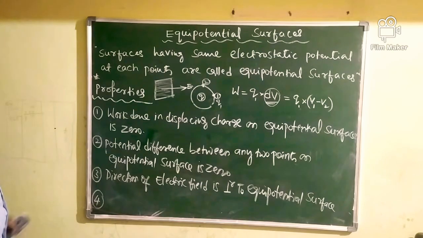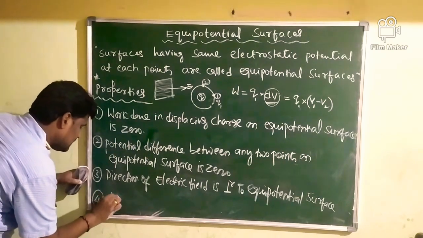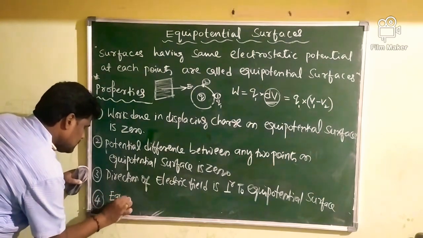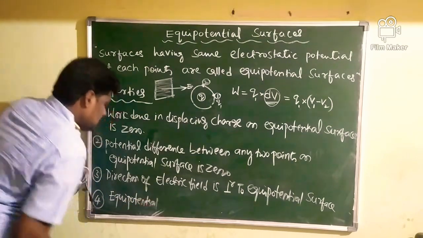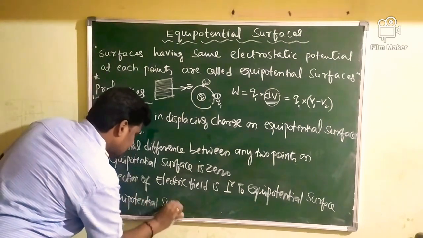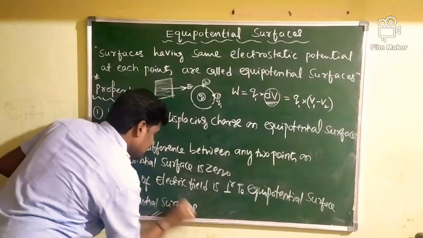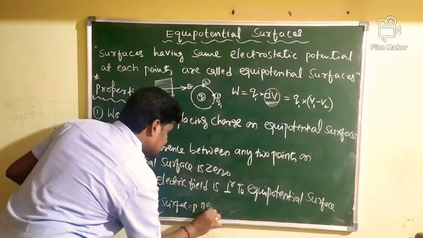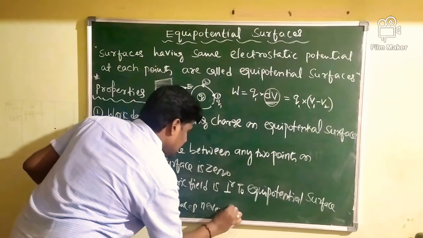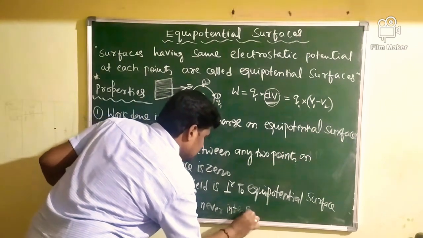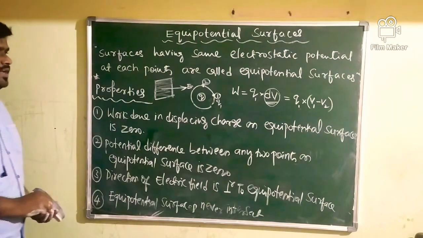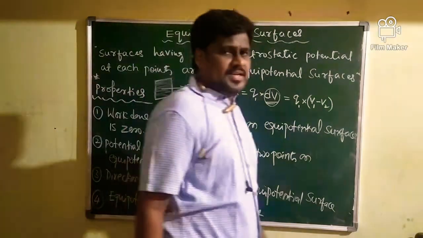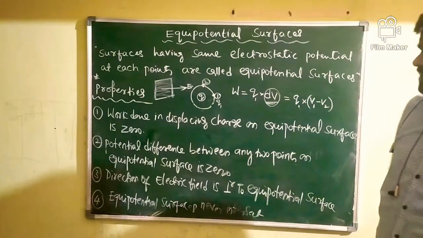Then what is the fourth property? Equipotential surfaces never intersect. So whatever equipotential surface you consider, the equipotential surfaces never intersect each other.